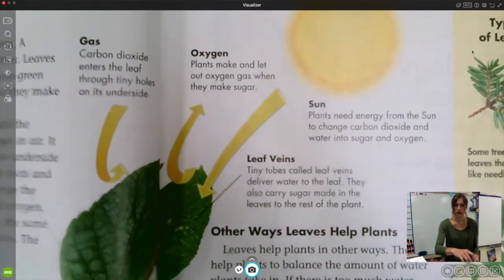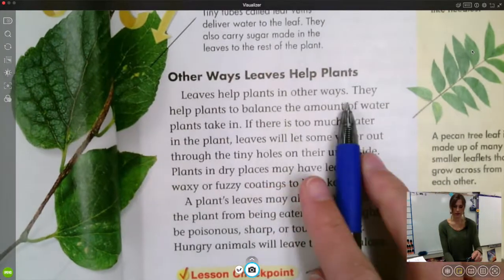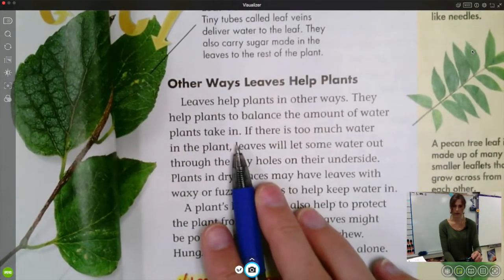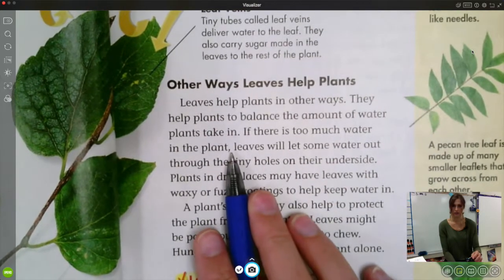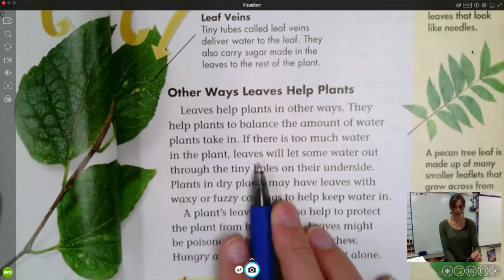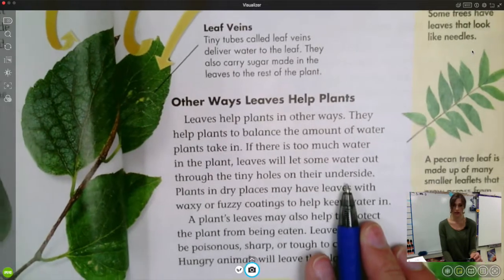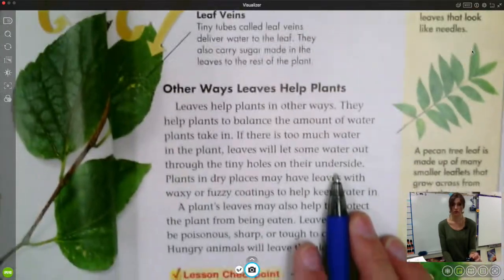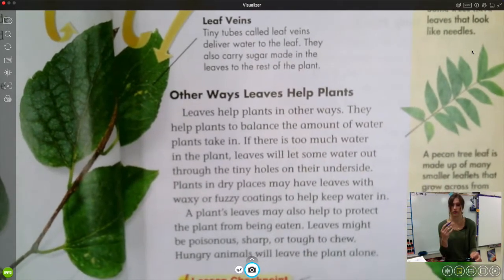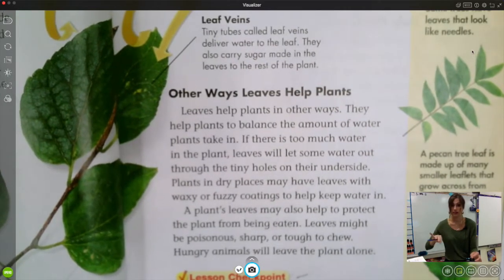Okay? Let's look at other ways that leaves help plants. Leaves help plants in other ways. They help plants to balance the amount of water plants take in. If there's too much water in the plant, because Mrs. Mackey watered it too much, oh, it doesn't say that. If there's too much water in the plant, leaves will let some water out through the tiny holes in their underside. So they let water out if there's too much. If it rains too much, or if there's things that are putting too much water into the plant, those little holes can help that water leave.